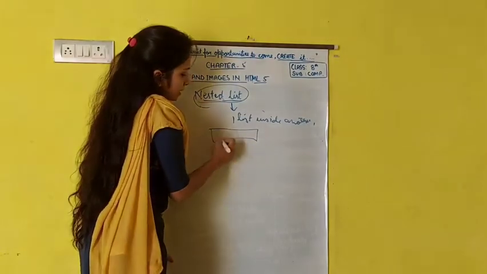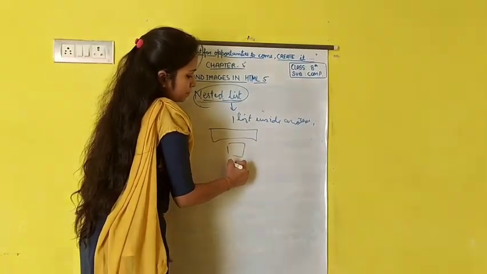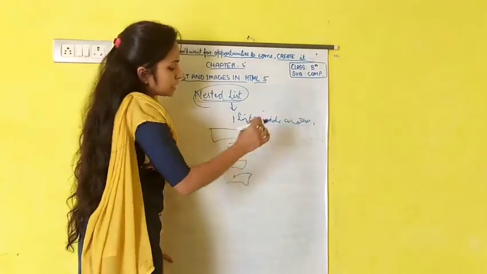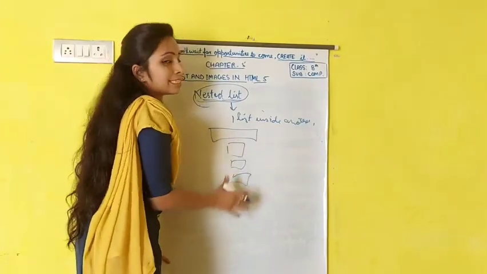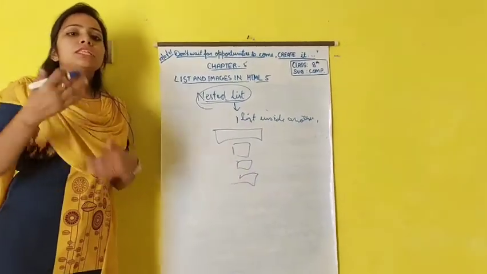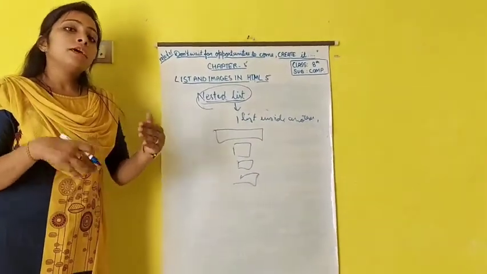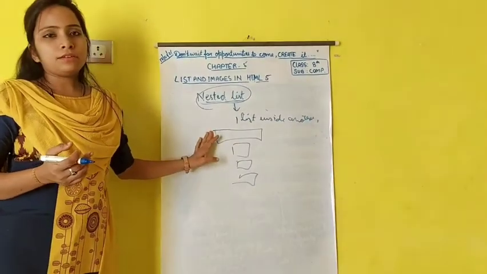Main list. Inside that there are sub lists. So this is known as nested list, means one within the many. Sorry, many within the one. Clear?